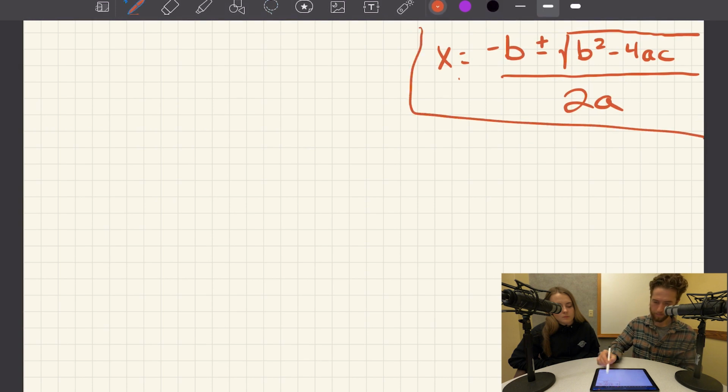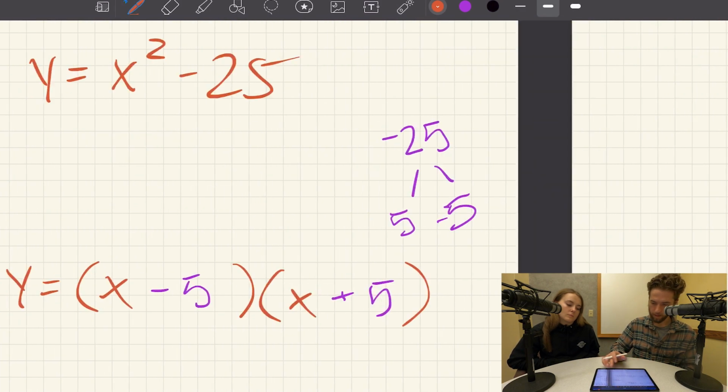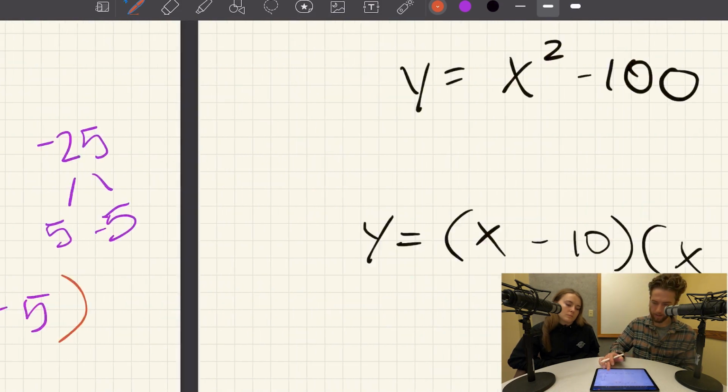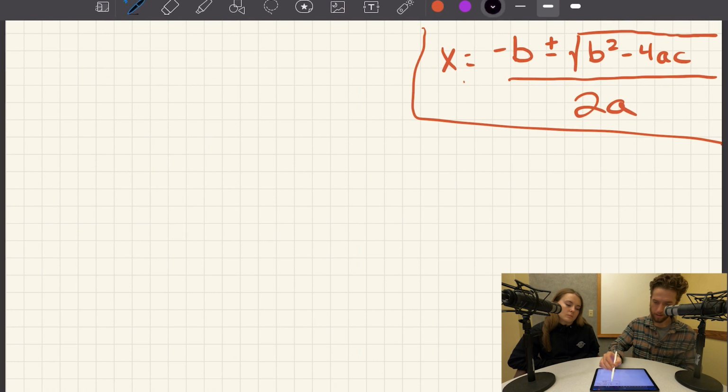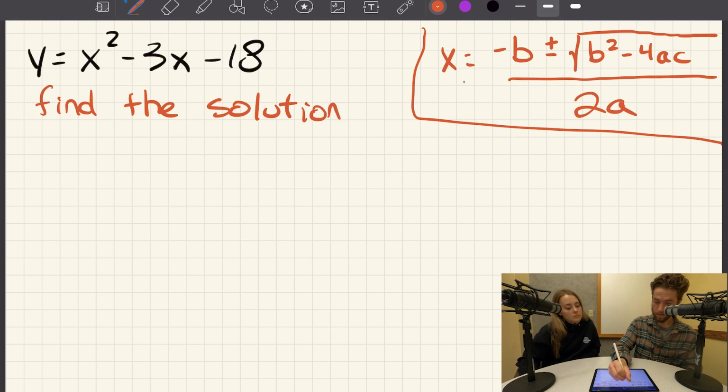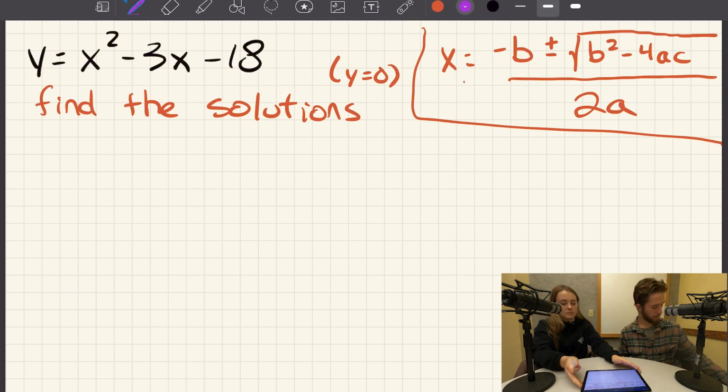Let's give you one more problem. In fact, let's give you another problem we've done. Okay, so x squared minus 3x minus 18. I'll start in black. y equals x squared minus 3x minus 18. And our goal is to find the solutions, aka the zeros, aka where y equals 0. Those are all different terms we use to describe the same thing.